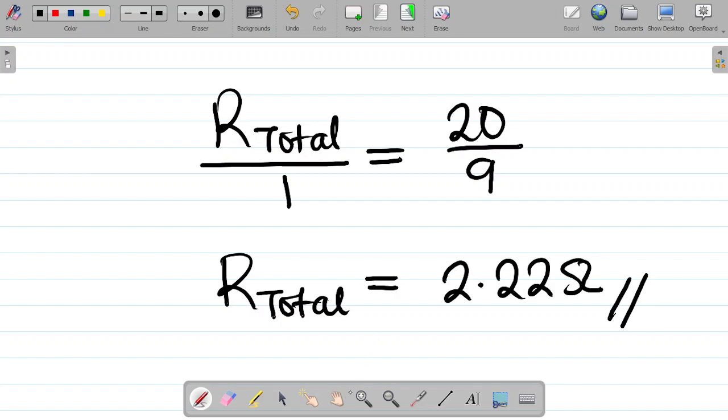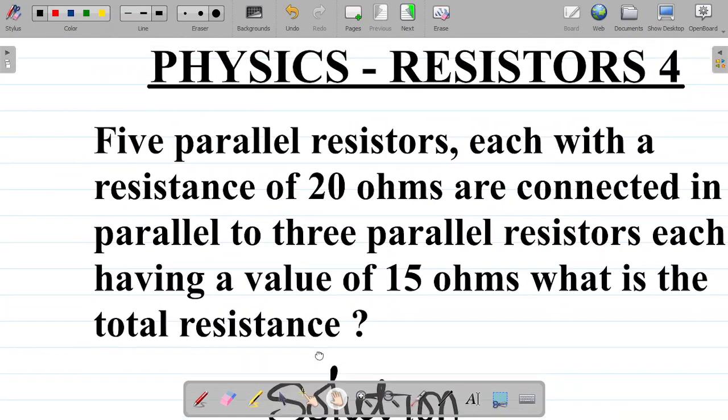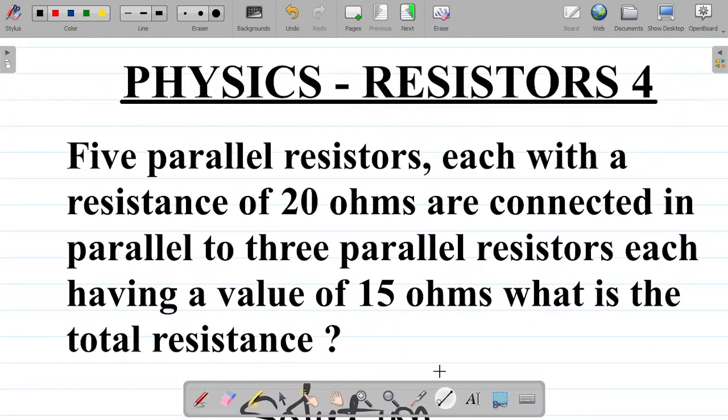So here's how you solve this question. Okay, guys, let me give you your own task. Same question. We'll change this from 5, let's say we had this as 6 instead. 6 resistors of, let's say this is not 20, let's use 80. 6 resistors of 80 ohms are connected in parallel to 3, we'll still maintain 3 resistors, each having a value of 45. Let's change from 15 to 45 ohms. What is the total resistance?